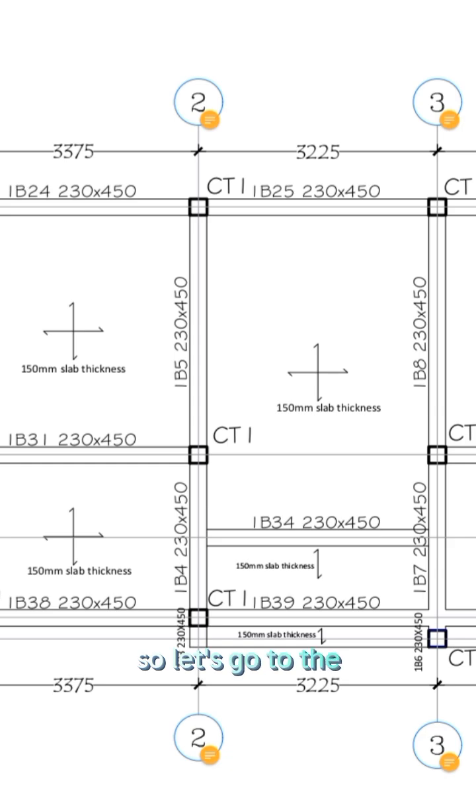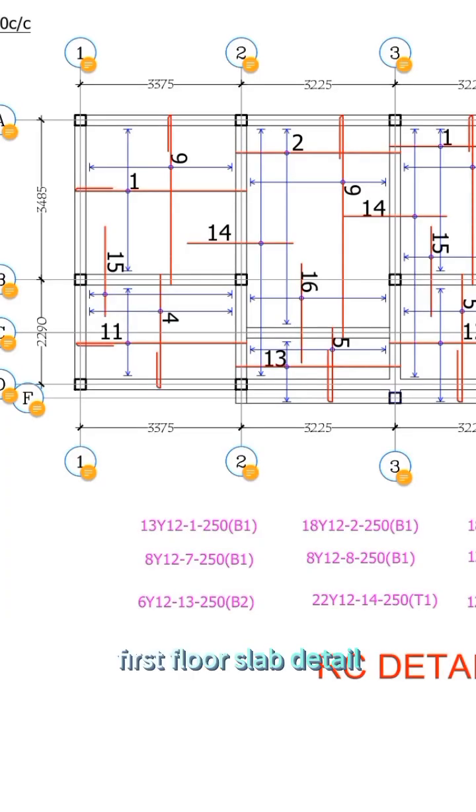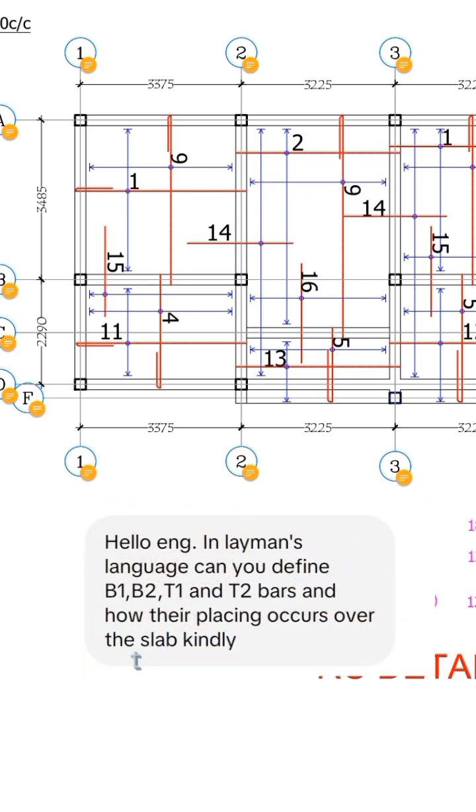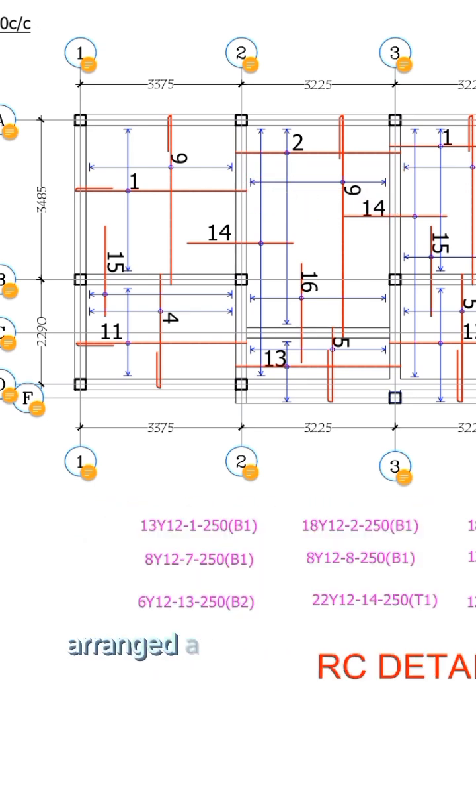So let's go to the first floor slab detail. From the first floor slab detail, you can see the reinforcement is arranged across the shorter span first. That is the B1 or the bottom reinforcement, the BB. It is always arranged across the shorter span. Now, when you come to the callout, you see 18 numbers of 12 mm reinforcement. The bar mark is 2. Then the spacing is 250, B1. That is bottom. That's the first reinforcement.